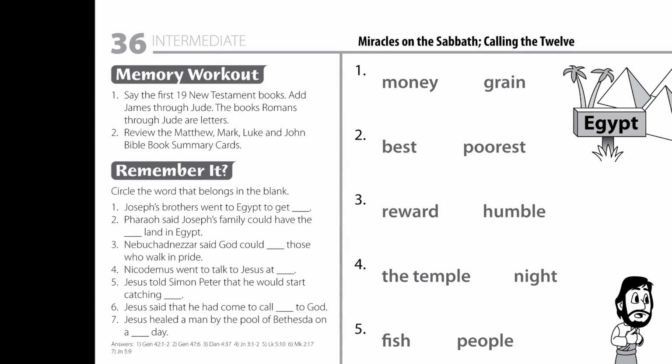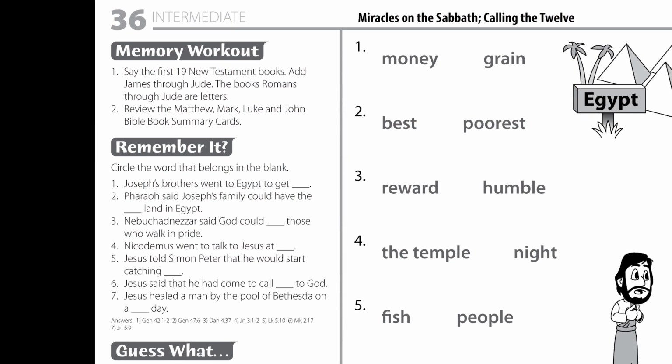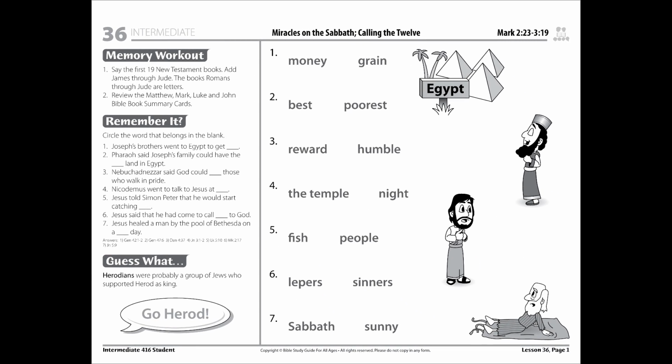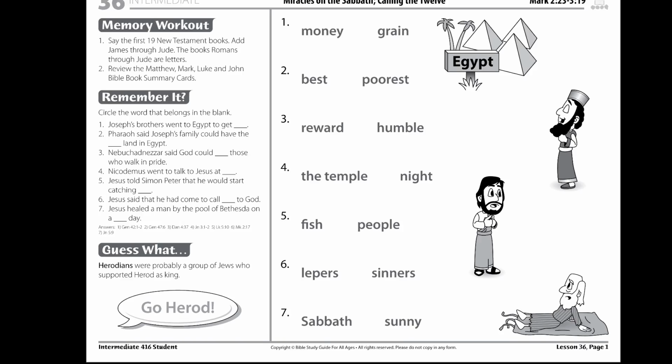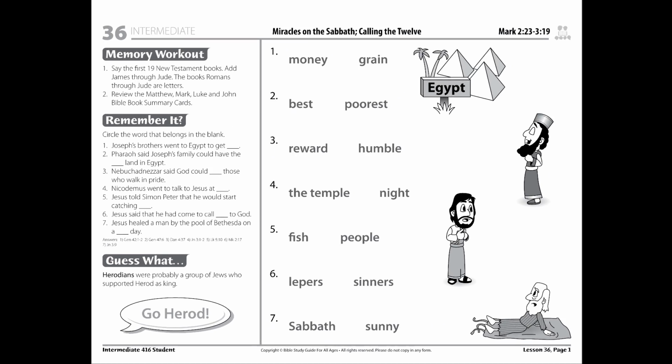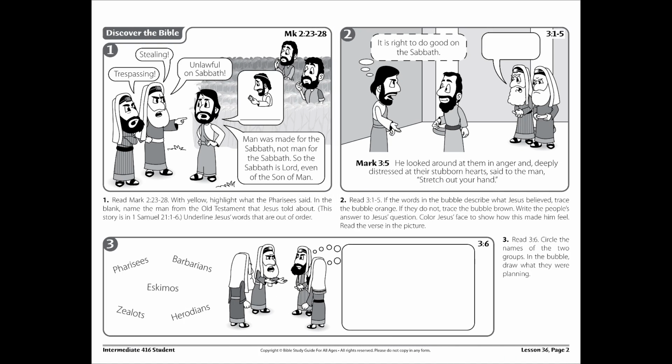Next is a review activity to help kids remember what they studied in earlier lessons. Review is key to help their learning stay with them. A little section called Guess What has interesting facts or definitions that will help students understand the Bible text they will be reading. Next, students dive into the Bible text of the day.